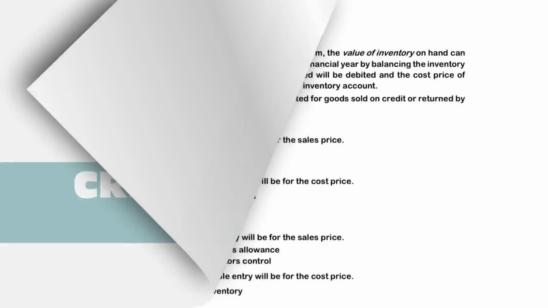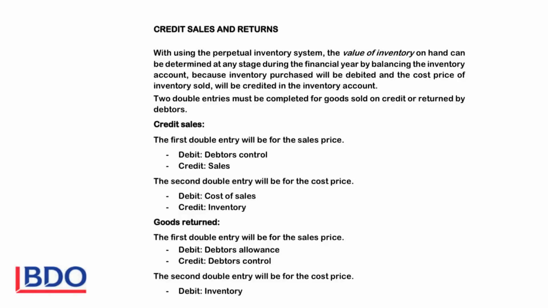Good morning. We will pay attention to credit sales and returns when the customers are not satisfied with the item. When we use the perpetual inventory system, the value of inventory on hand can be determined at any stage during the financial year by balancing the inventory account.